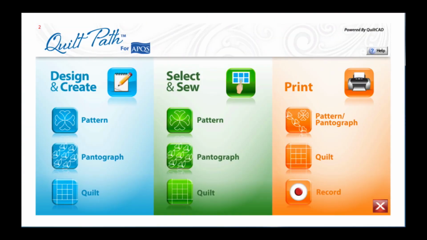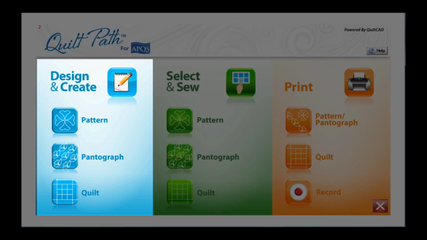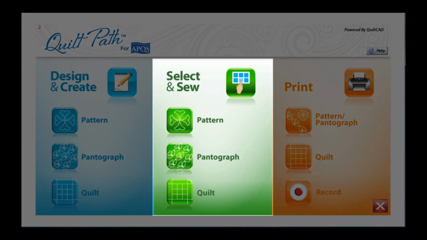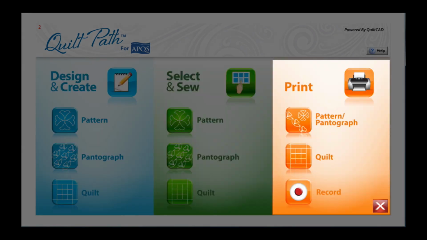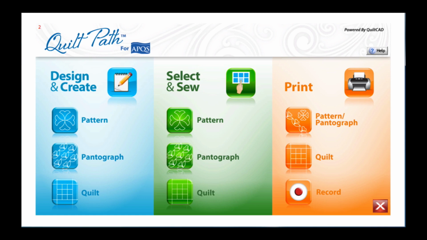This is the main menu. You'll note that there are 3 menus on this home screen. On the left is Design and Create. In the middle is Select and Sew. On the right is the Print menu. We will talk about each of these menus in time, but right now, let's look at how simple it is to sew out custom quilting block motifs.